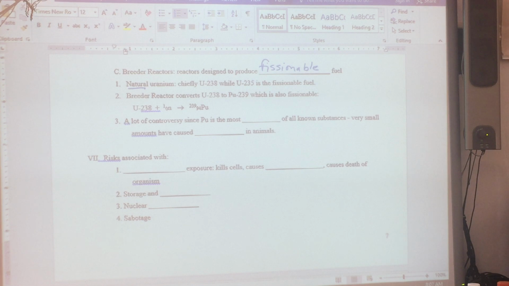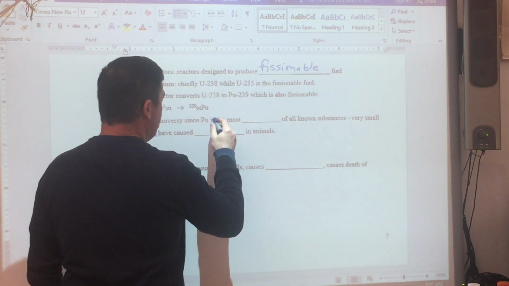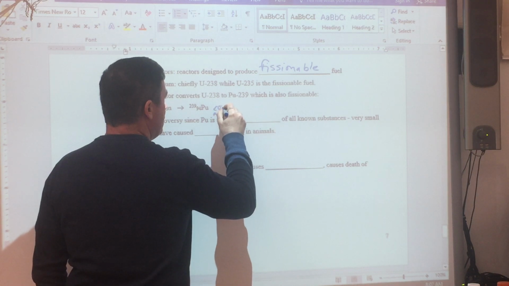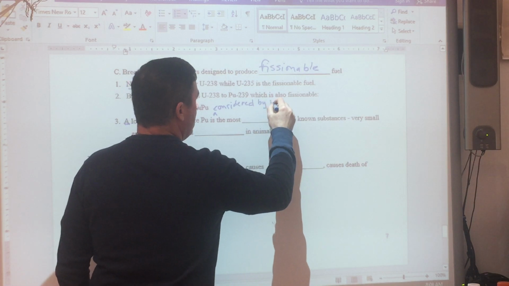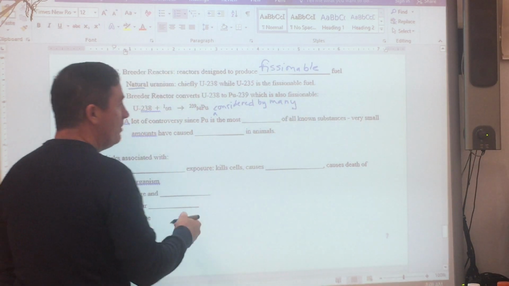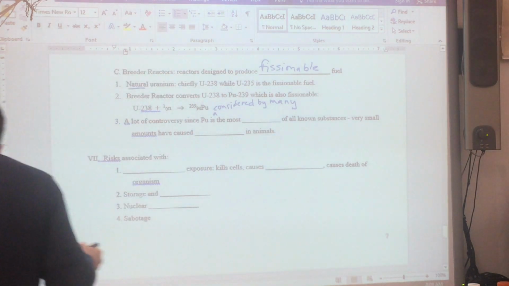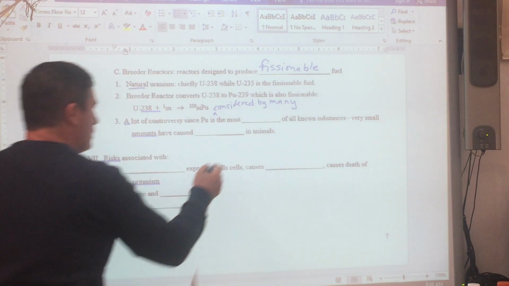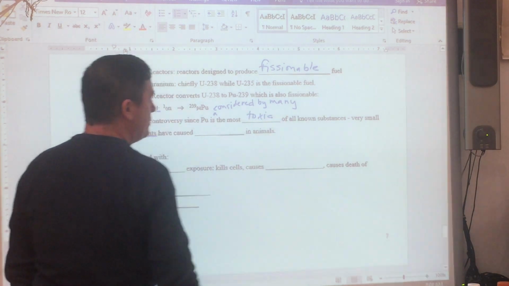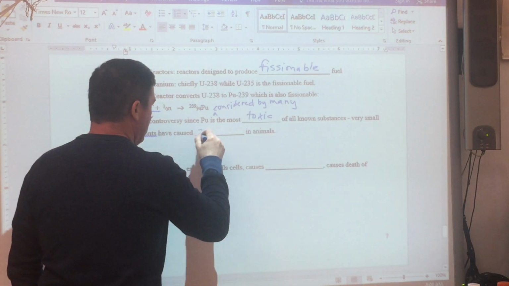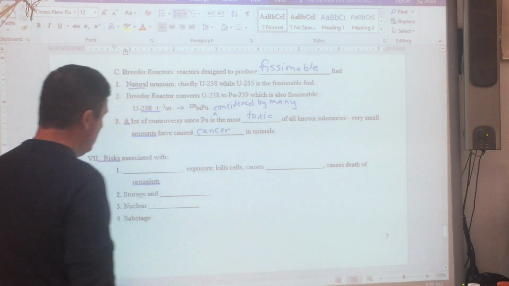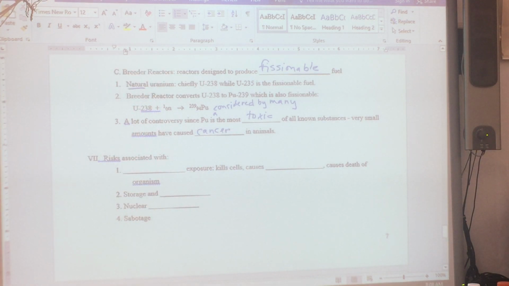Right? Now, there seems to be a fair amount of controversy with that, because plutonium is considered by many as the most toxic of all known substances. In incredibly small amounts it can cause cancer and has caused cancer in animals. So it's pretty controversial. Okay?